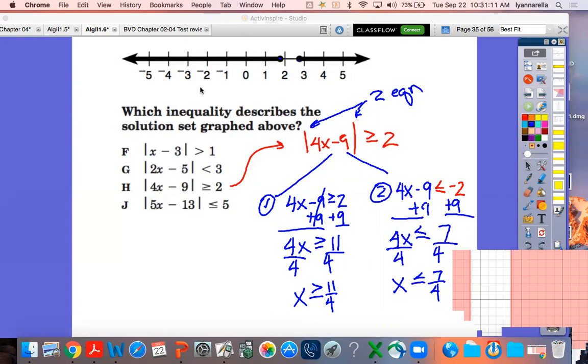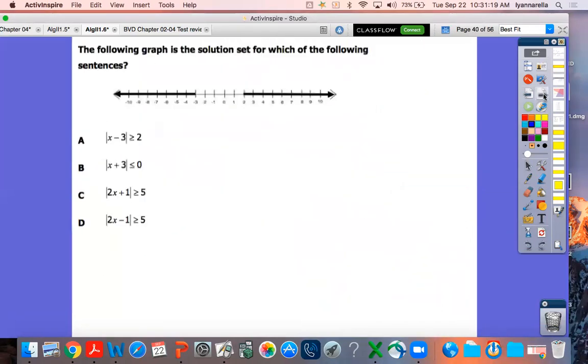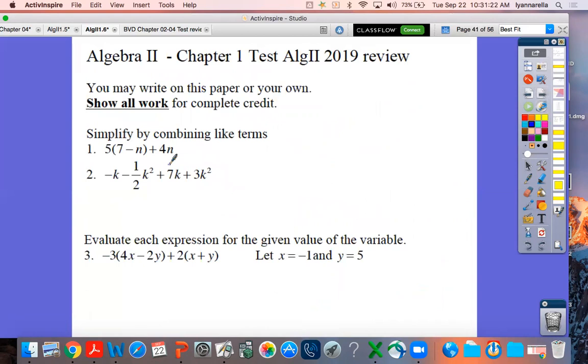So I showed you how to use Desmos, and I showed you how to do your breakout equations. If you see absolute value bars, you must have 2 equations. All right, and we can do some of these others later, but this is what your test review looks like. There are 20 questions. The first one says simplify by combining like terms. So you're still going to have variables in your answer.